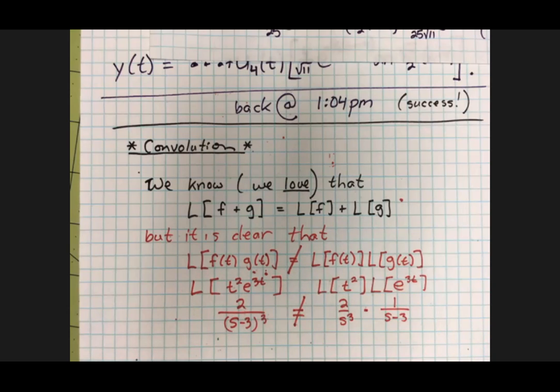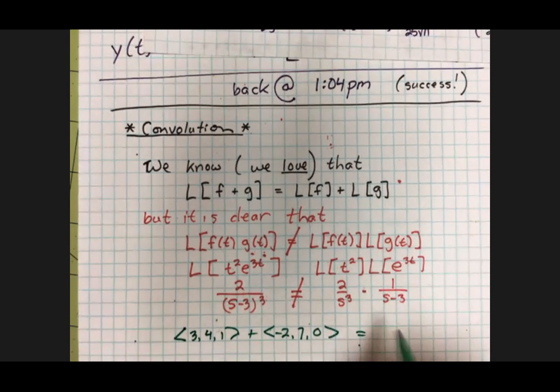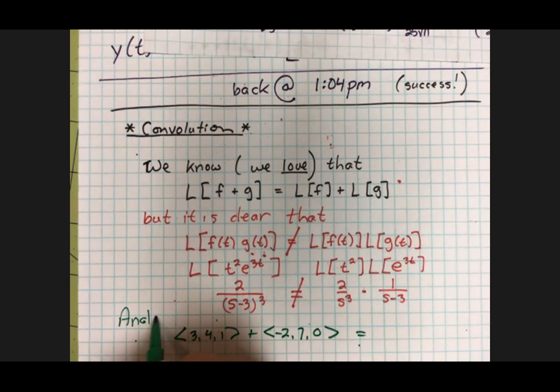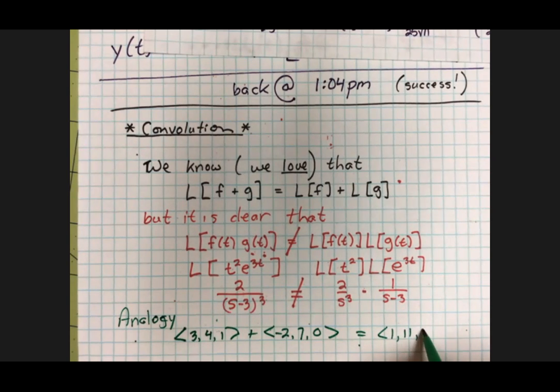But now let's go back to your vector calculus analogy. You learn to add vectors. Let me use pointed brackets for vectors: <3, 4, 1> plus <-2, 7, 0>. You learned that to add vectors, you just add the slots. So this is an analogy. And you would call this <1, 11, 1>. In fact, after some experience, you would call that obvious. You would say to someone, there's no other way you could possibly add two vectors.